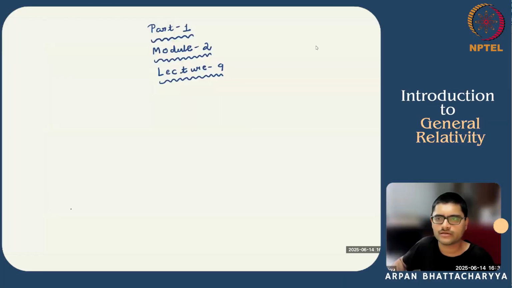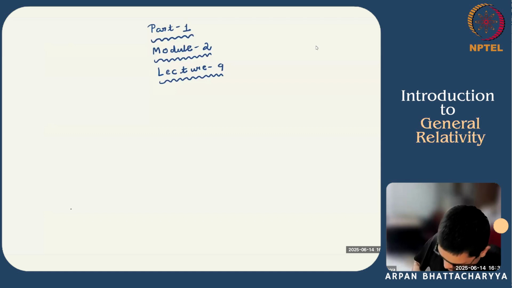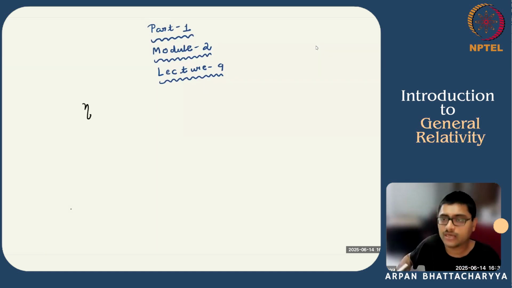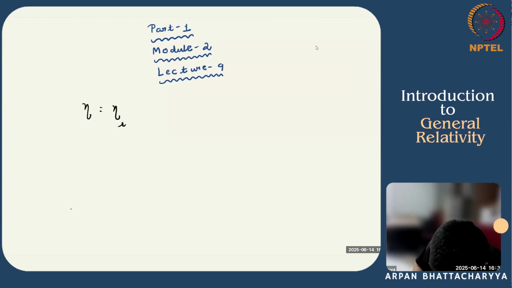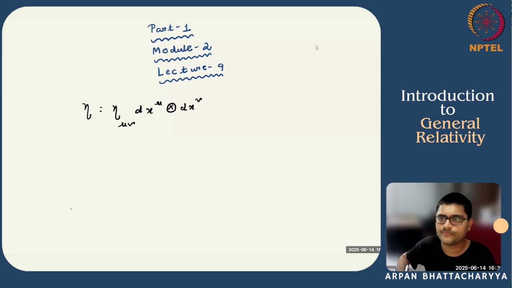So welcome to the lecture. In the previous lecture, we identified the Minkowski metric tensor as a (0,2) rank tensor. In terms of basis and components, you can write it in the following way. Eta mu nu denotes the component. It has two lower indices, and dx^mu tensor product dx^nu gives the basis for a (0,2) tensor.